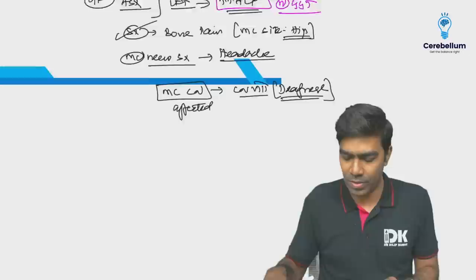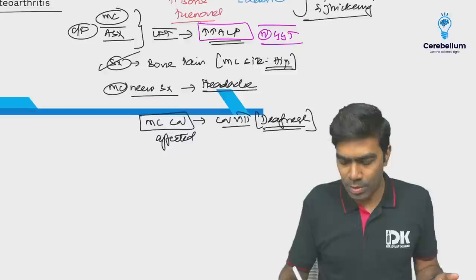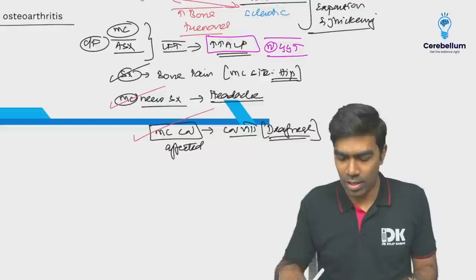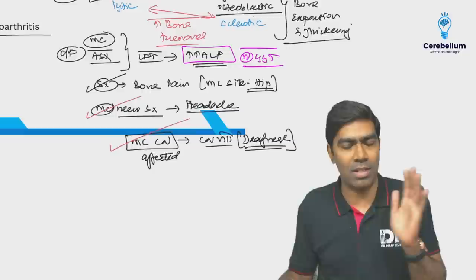So usually asymptomatic. Most common symptom is bone pain. Most common neurological symptom is headache. Most common cranial nerve affected is the 8th cranial nerve causing deafness. These are all the important pointers that you need to know for exams with regards to Paget's disease. Paget's disease can be diagnosed just with your usual investigations and X-ray. Nothing else is required apart from that.